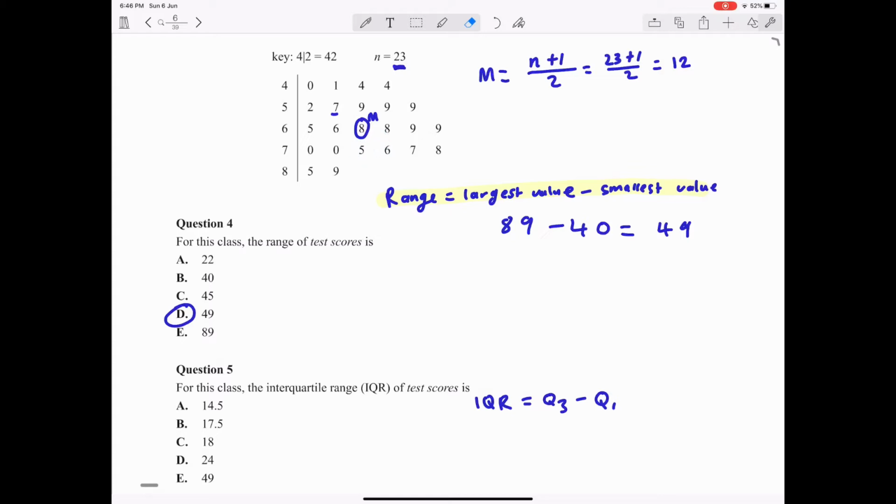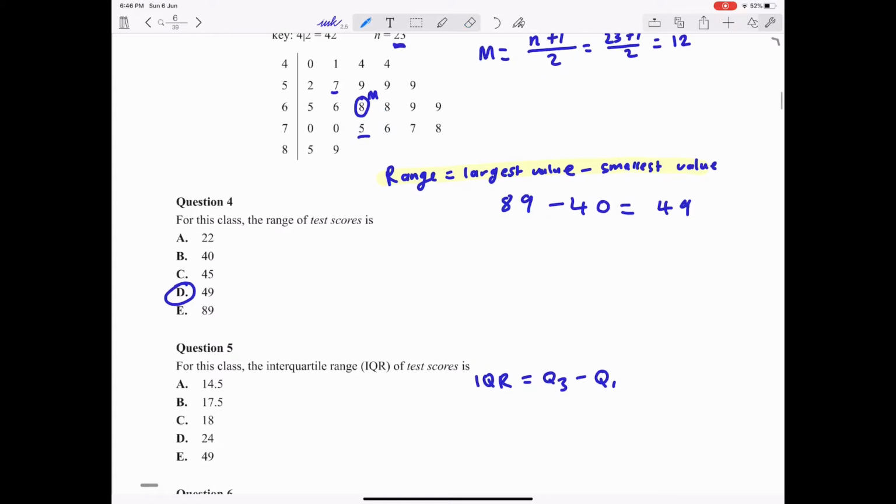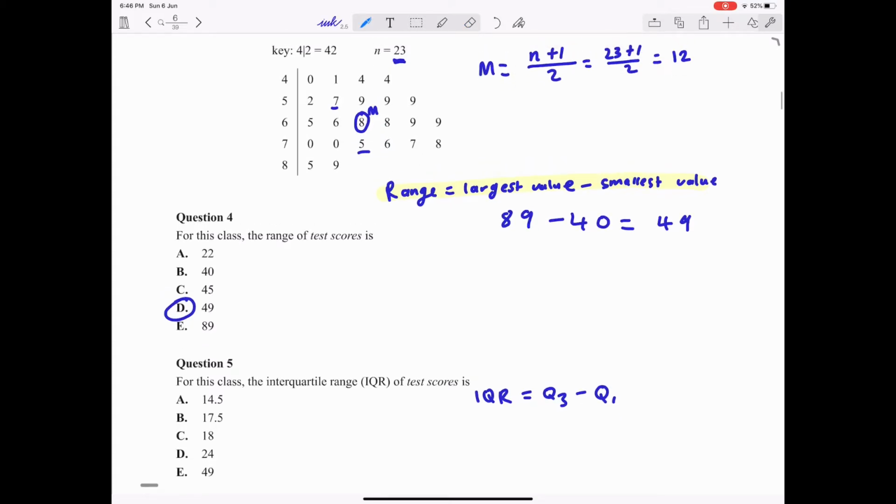Then to find the interquartile range, we need Q1 and Q3. Let's find Q1. We know Q1 is going to be in the first part, before the median. To do this, you basically just have to find the median of that section. So you count these values over here: 1, 2, 3, 4, 5, 6, 7, 8, 9, 10, 11.